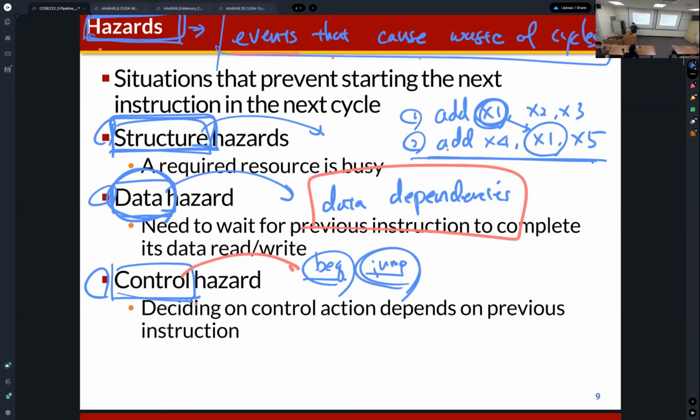Okay, so there are three kinds of hazard in processor design. And when a pipeline architecture is applied, we need to consider these hazards. Why?